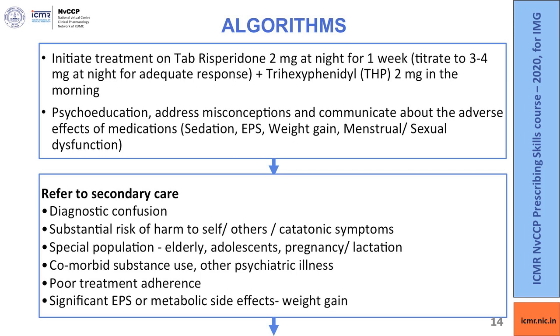Patients with schizophrenia might require referral to secondary care if there is diagnostic confusion, if the patient demonstrates substantial risk of harm to self or others or has catatonic symptoms, belongs to a special population such as elderly, adolescent, or pregnant or lactating mother, has comorbid conditions like history of substance abuse or psychiatric illnesses, or has significant extrapyramidal or other metabolic effects.